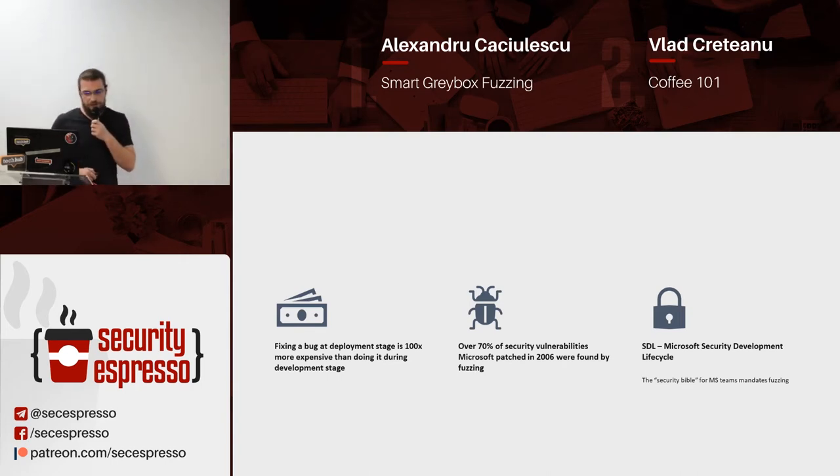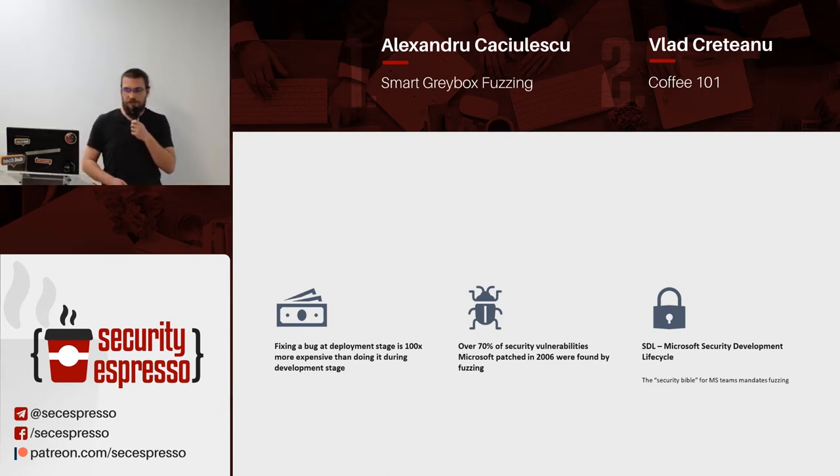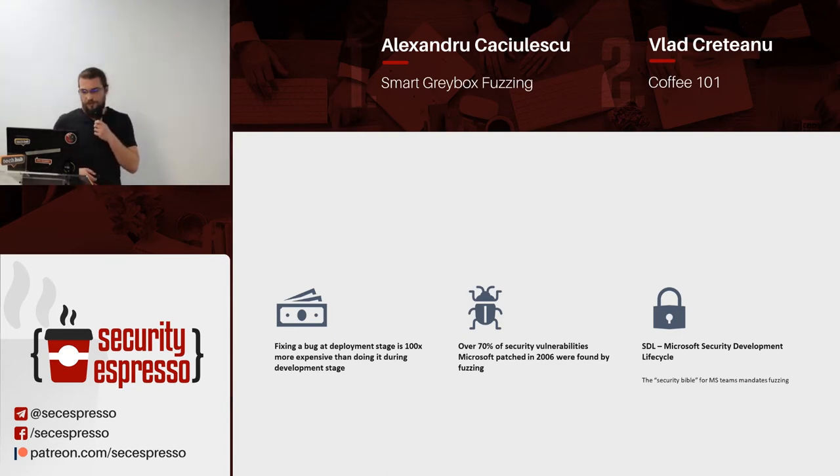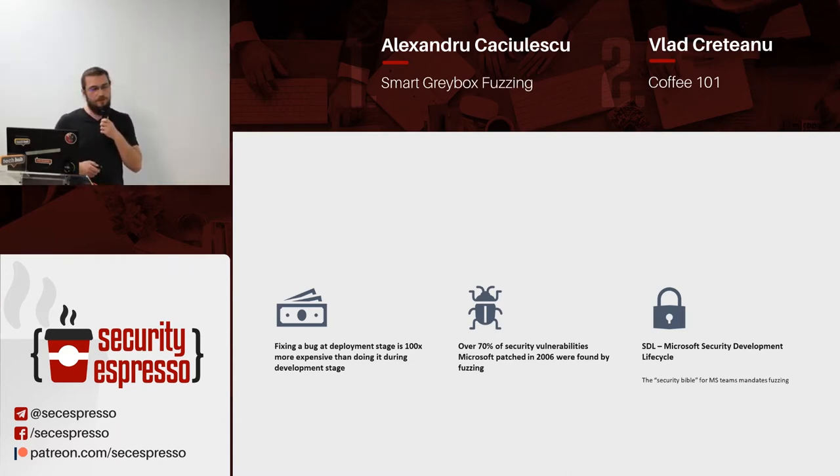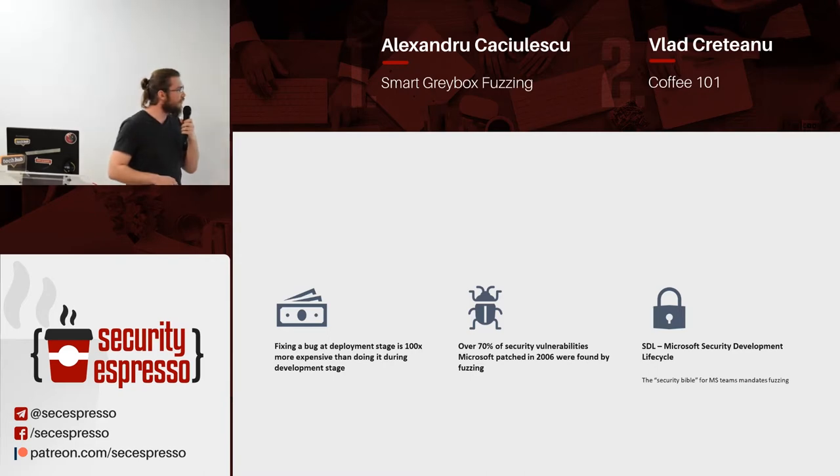Also, for example, in 2006, over 70% of the security vulnerabilities found by Microsoft that were patched were found using fuzzing. And also, Microsoft has something called the SDL, the Microsoft Security Development Lifecycle, which is like the security Bible of their development lifecycle. And this Bible actually mentions fuzzing as one of the mandatory stages of the lifecycle. So it's quite built into their security ecosystem.